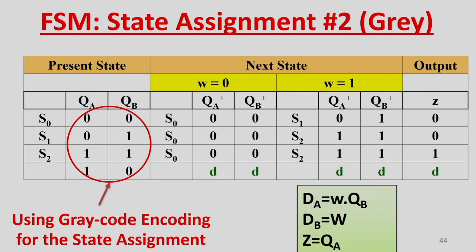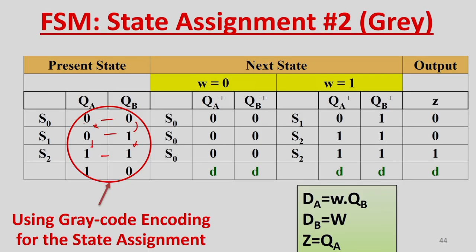Similarly, if you do a gray encoding, the states are 00, 01 and 11. In this case there is a bit flip, and in this case no bit flip, and so on. So states are encoded with gray code between two adjacent states. So this is S0, S1 and S2, shown in sequence: 00, 01 and then 11.